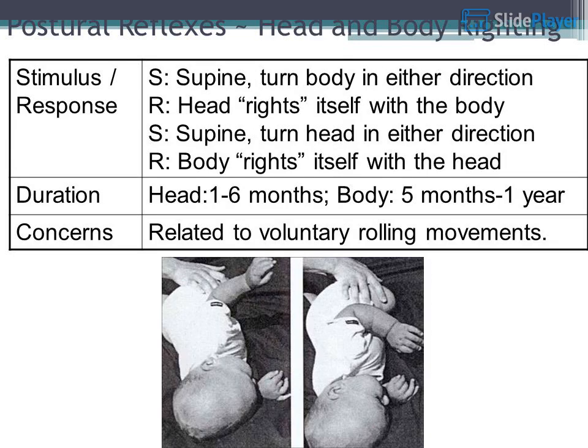Postural reflexes: head and body righting. Stimulus, response: supine, turn body in either direction, head rights itself with the body. Supine, turn head in either direction, body rights itself with the head. Duration: head, 1 to 6 months; body, 5 months to 1 year. Concerns: related to voluntary rolling movements.